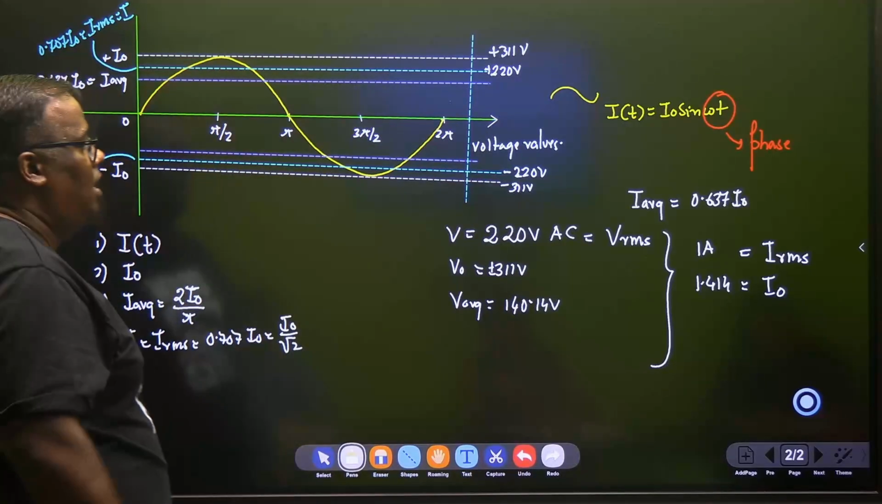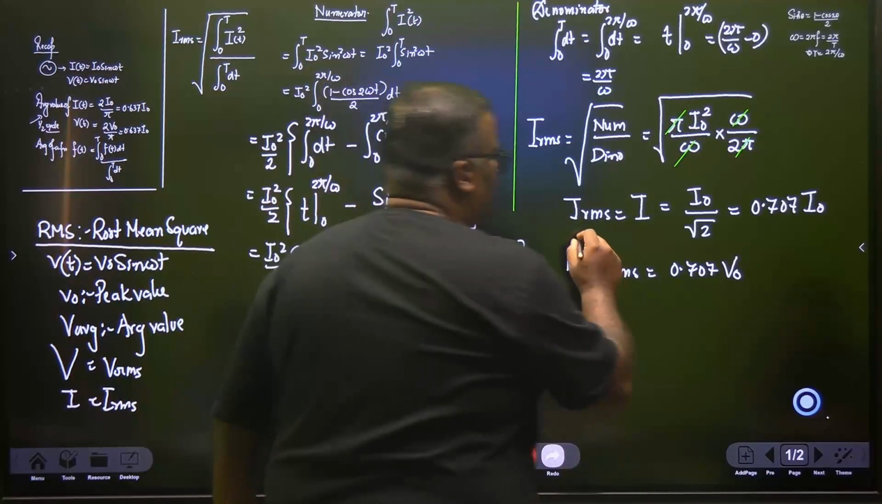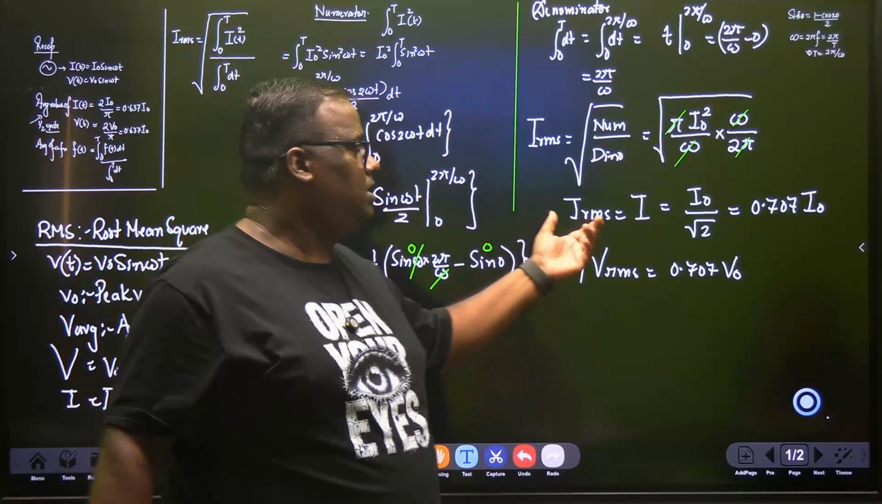Okay. So we should also define in this case, what is RMS current? What do you mean by VRMS and IRMS? IRMS is the steady current.